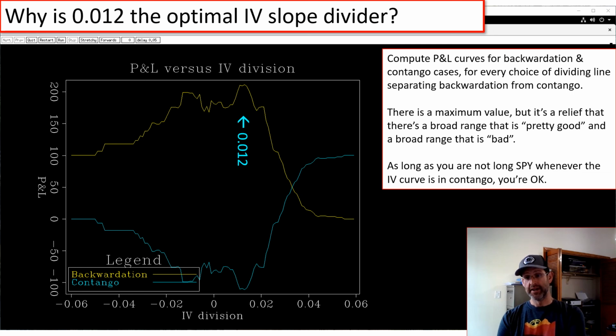At this very day, the IV curve is in backwardation, so what it says is you should be long. So I'm long. If the curve starts to move toward Contango, I might sell covered calls against my long positions just to hedge the delta, or I might get out altogether.